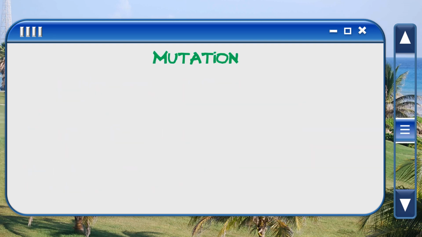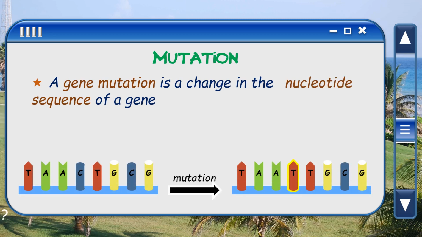Let's talk about mutation. A gene mutation is a change in the nucleotide sequence of a gene. For example, we looked at a gene as a sequence of DNA, and DNA is made up of nucleotides. So a specific change in a particular nucleotide sequence of a gene is what we refer to as gene mutation.